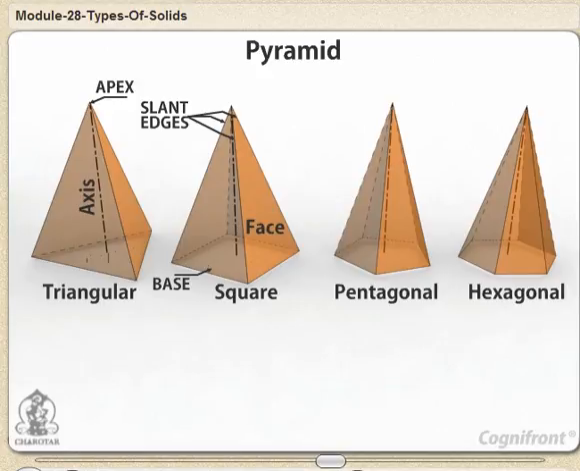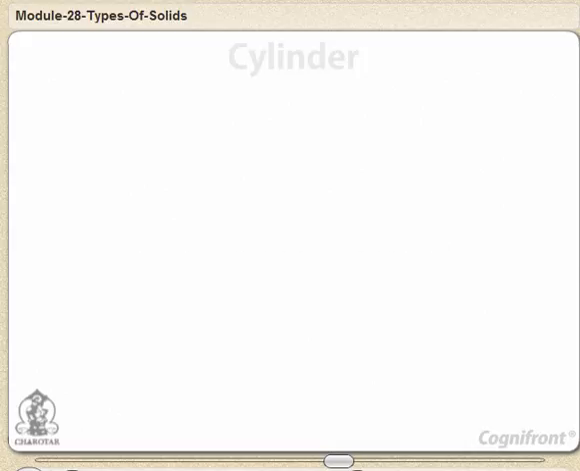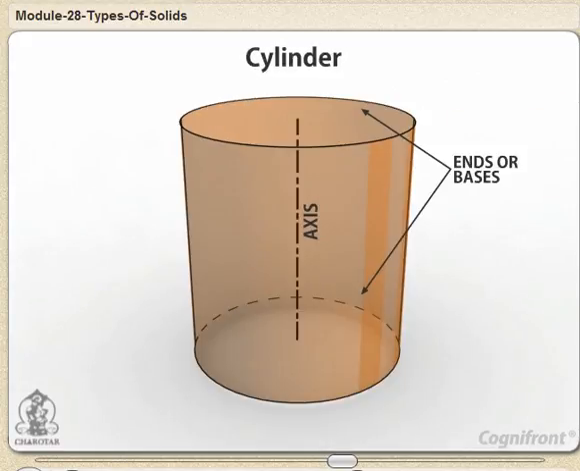Solids of revolution. Cylinder. A right circular cylinder is a solid generated by the revolution of a rectangle about one of its sides, which remains fixed. It has two equal circular bases. The line joining the centers of the bases is the axis. It is perpendicular to the bases.